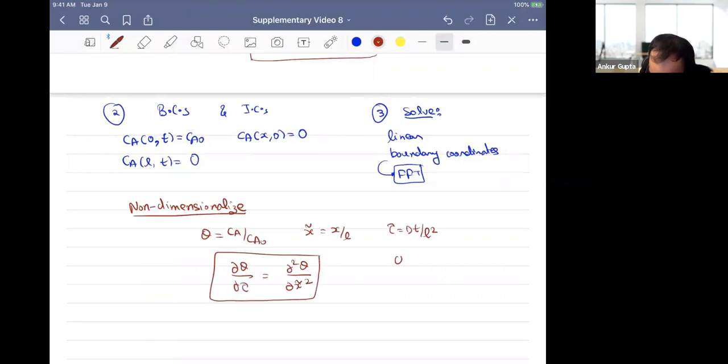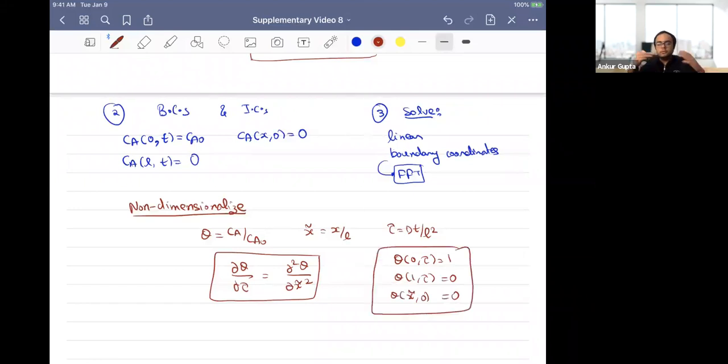Okay, where theta of 0, tau is 1, theta of 1, tau is 0, and theta of x tilde, 0 is 0. So these are the initial and boundary conditions. Okay. So hopefully you're able to follow. We just changed from the time to dimensionless time, dimensionless length, and theta, C by C naught.